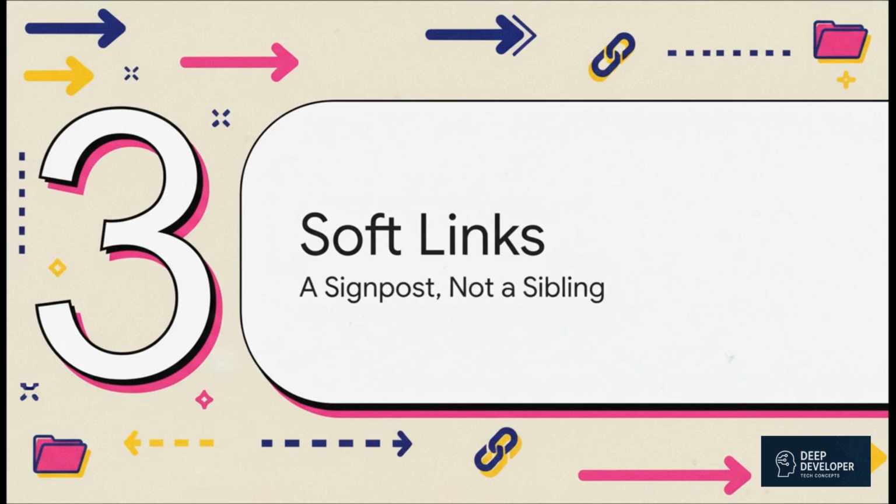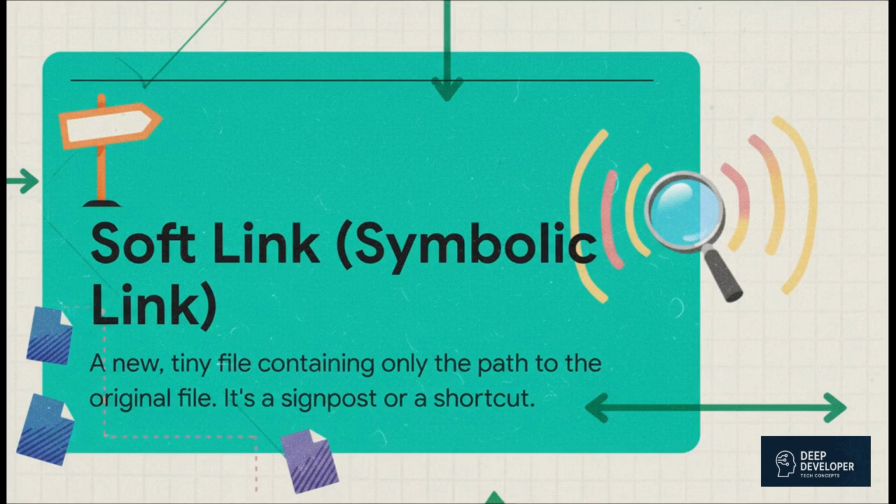Okay, so if a hard link is like a sibling sharing the same DNA, what's the alternative? Well, that brings us to soft links, or as you'll often hear them called, symbolic links, or symlinks. And these are a whole different ballgame. Unlike a hard link, which is an equal, a soft link is more like a signpost, or maybe a shortcut on your desktop. It's its own brand new tiny little file, and all it contains is the path, the directions to the original file. It just points the way.